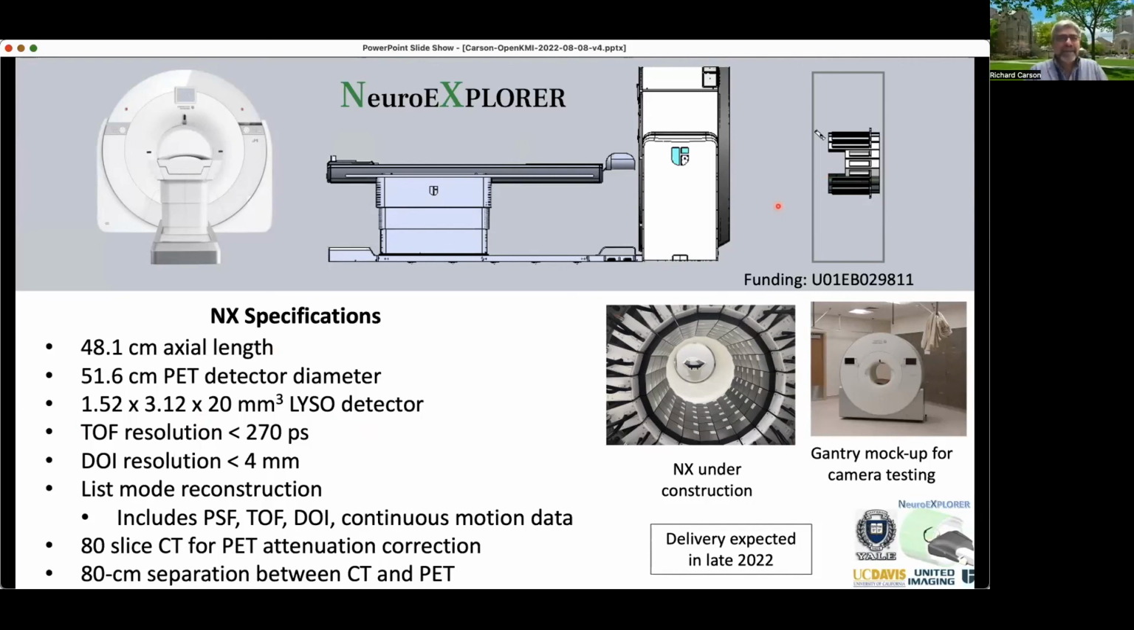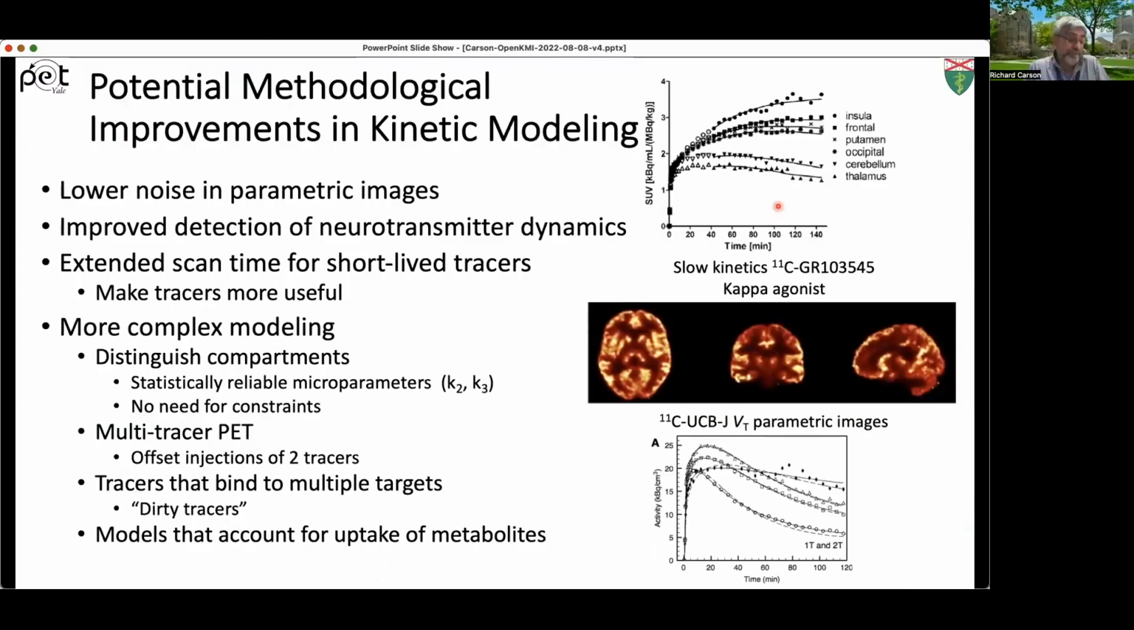And so what might these tools help us with? Well, better statistics. We'll surely get lower noise. That's a good thing. We might improve the detection of those dynamics like we just saw. Maybe we could scan longer. Some of our tracers, here's a kappa agonist tracer, we are barely getting to equilibrium even out to 150 minutes. Well, as has been shown on the Explorer, higher sensitivity buys you time for carbon-11 level. And then the modeling can even rank up to the next level.